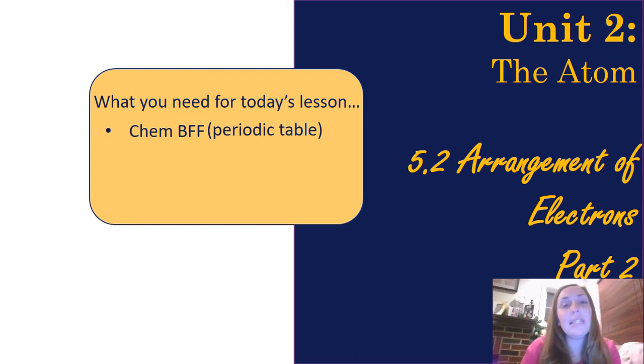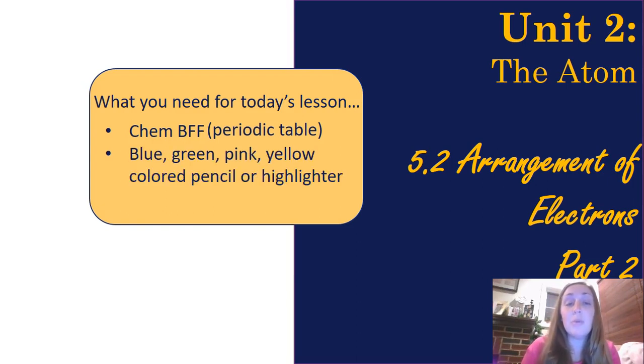And the other thing you're going to need is some coloring utensils because we're going to do a little color coding. So you're going to need blue, green, pink, and yellow, either a colored pencil or a highlighter. I recommend you do not use marker because then sometimes it's hard to see through it. So you want to be able to see through and still read your periodic table, or the one we have on our notes.